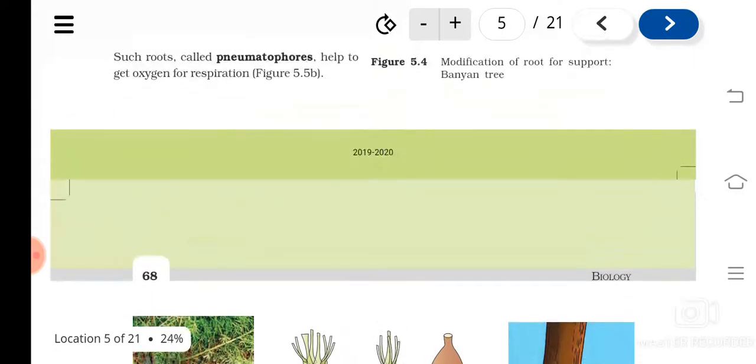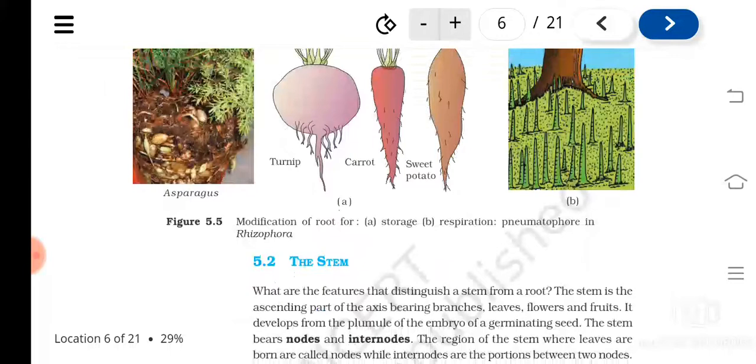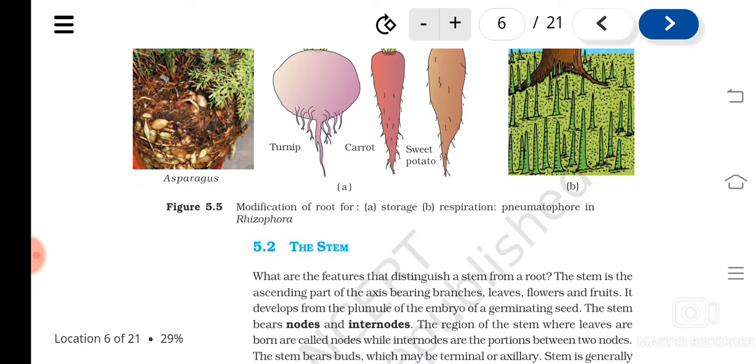Understood? So likewise, for support, for respiration, and for storage, you can see turnip, carrot, and sweet potato; all these are actually root modifications. Roots are doing some other function. What function are they doing? They are helping in storing food. So in addition to absorption and anchorage, if roots are doing any other functions, these are known as root modifications, and they modify for support, for storage, for respiration, etc.